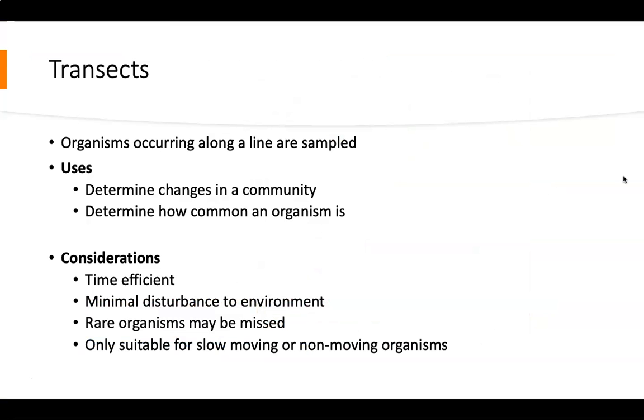So transects are basically counting organisms along a straight line and sampling those organisms as well. So it's really useful for determining changes in a community or changes in a landscape, and they can be helpful to determine how common an organism is, particularly with plant life as well. Now, again, it's time efficient. There's minimal disturbance to the environment, which is always a great thing. But just like the point sampling, there can be the opportunity for rare organisms to be missed. And it's really, again, only suitable for slow-moving or even non-moving organisms like trees.